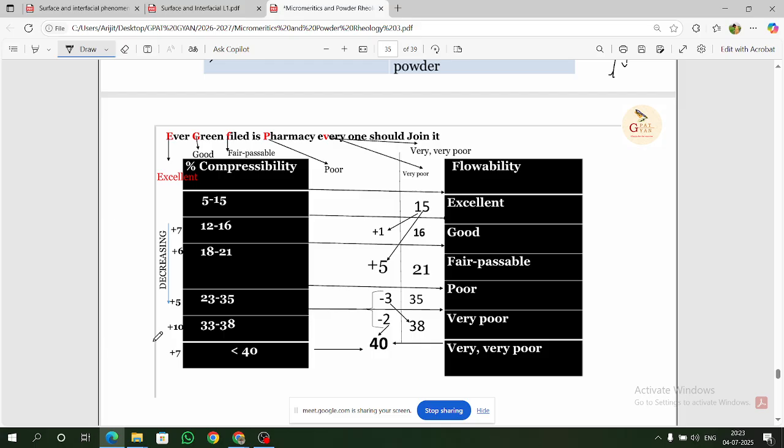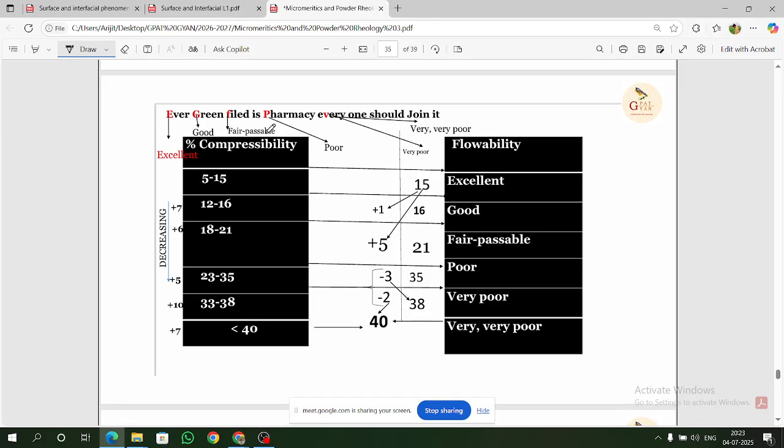But the thing is that you can remember excellent, good, fair or possible, poor, these are the properties, right? You have seen them multiple times, those who are in third year or final year. Now they have written one line: Evergreen Field Is Pharmacy, everyone should join it. By the beginning letters: Ever means excellent, Green is good, Field is fair or possible, Is, Pharmacy is poor, and then V, very poor. So that is the order they have written with the help of that particular line.